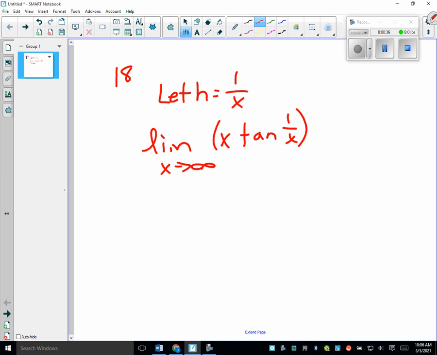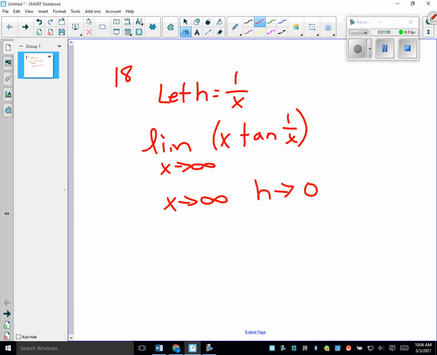So, if I let h equal 1 over x, if x is approaching infinity, here is h approaching 0. Is that true? Because it would be 1 over infinity. What's h? Just a letter. That's all it is. I could have picked anything.